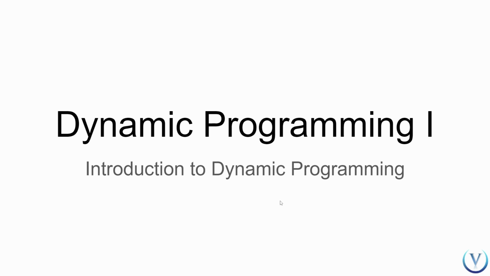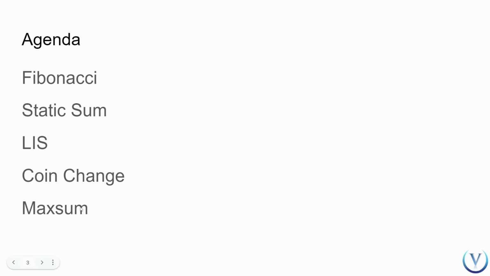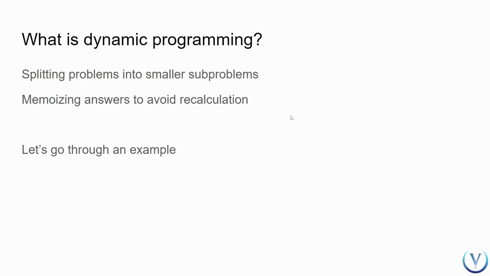Hi everyone, today I'll be talking about dynamic programming and how to use this technique to solve various algorithmic problems. So here's the agenda. We'll go through these following examples to illustrate the concept of dynamic programming. So dynamic programming, roughly speaking, is splitting big problems into smaller subproblems. This definition isn't very illuminating, but don't worry, as we go along through the examples, it'll become clearer.